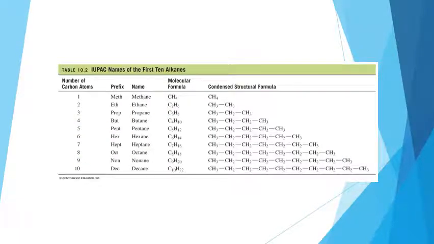Here's a picture of all the ones you need to know: methane, ethane, propane, butane, pentane, hexane, heptane, octane, nonane, and decane. If you notice the formulas, CH4, then when you add 1 carbon, you add 2 hydrogens, and you can see that plays all the way down. So if you know methane's formula, you can figure the rest out, because every time you add 1 carbon, you add 2 hydrogens. And you're going to have to memorize these.